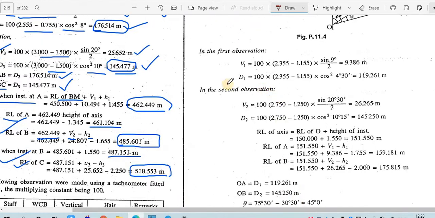First, we have got the formulas for V1 and D1. We will calculate them for the first observation and for the second observation. This is simple, which we have been doing in previous problems: F by I into staff intercept into sine 2 theta, F plus D. The value will be 0. So the final value of V1 is coming out to be 9.386 meter, and similarly D1 is coming out to be 119.261 meter. Okay, in the second observation, V2 we have calculated by using the same formula.